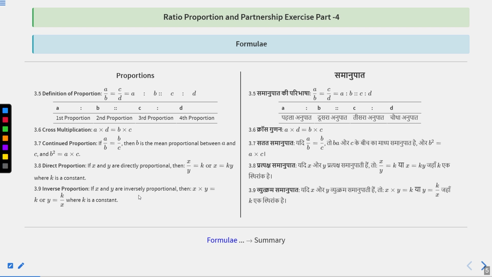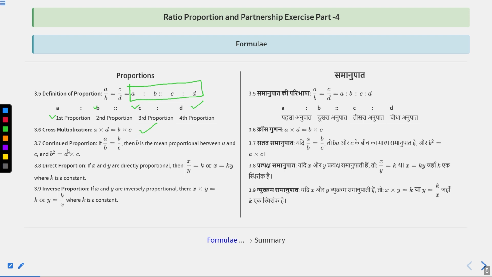Clear? Some other formulas. Proportion. When two ratios are equal, then they are in the same proportion. So we can write it A upon B equals C upon D, and the representation of the proportion is A ratio B proportionate C ratio D. Clear? A is called the first proportion, B is called second proportion, C is called third proportion and D is called fourth proportion. Cross multiply, we can do it. A into D equals B into C if A upon B equals C upon D.